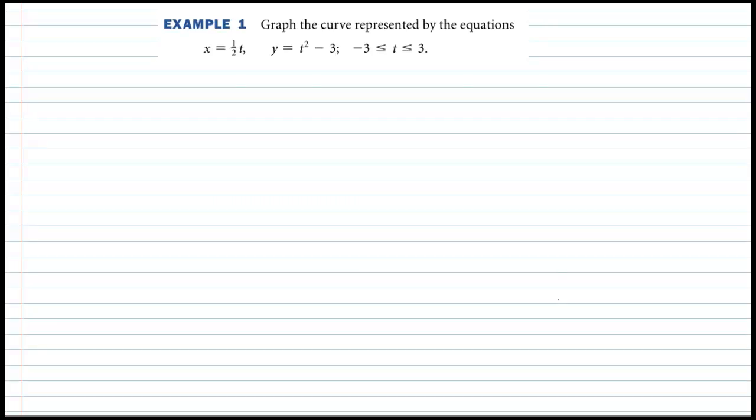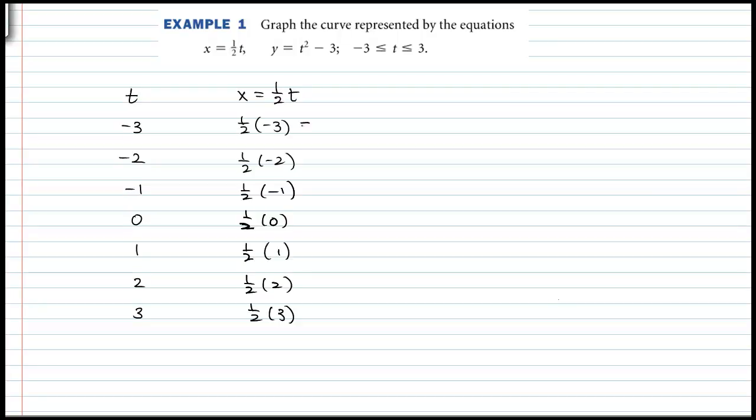So let's take a look at example 1. Graph the curve represented by the equations x equals 1/2 t and y equals t squared minus 3, where the parameter t is between -3 and 3. In order to graph this curve, we need to list the values of t between -3 and 3. To find the x value, we take the t value and plug it into 1/2 t. That gives us the x values of -3/2, -1, -1/2, and so forth.